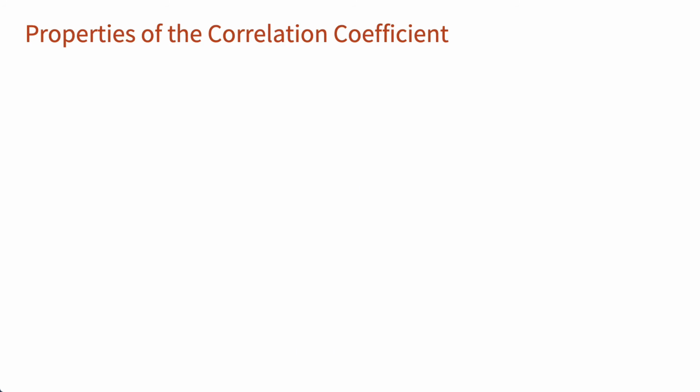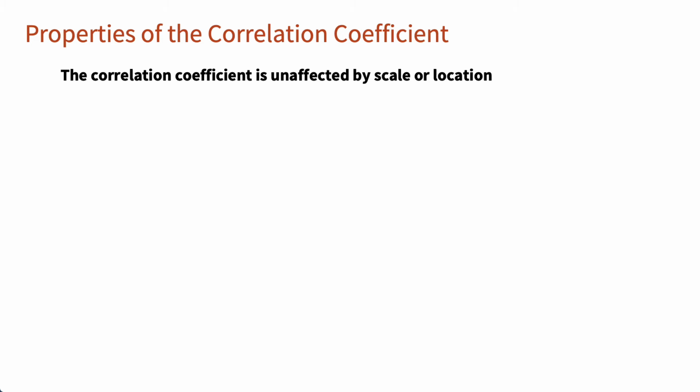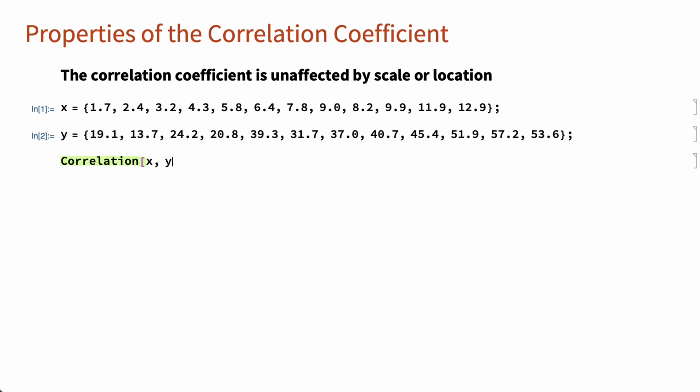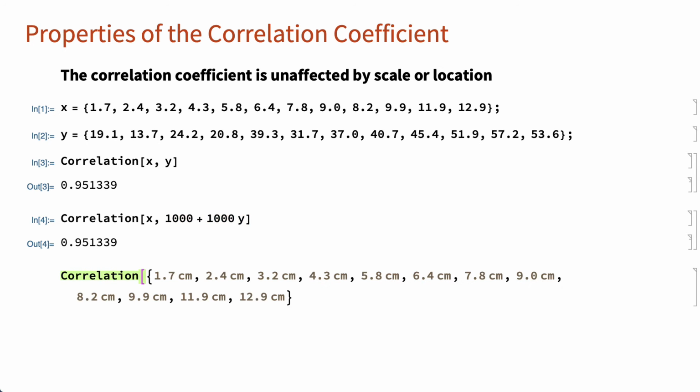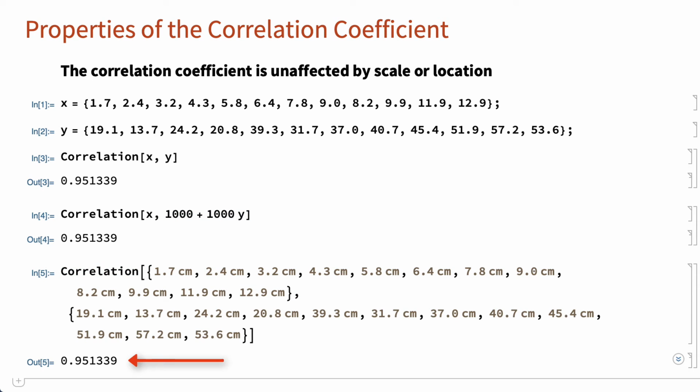The correlation coefficient is unaffected by the scale or location of the data. For example, using the lists x and y from the previous example, multiplying by a constant or adding a constant to x or y does not change the correlation coefficient, and the correlation coefficient does not have units and is unaffected by units in the data. This input, for example, which uses data with units of centimeters but with the same magnitudes as in the lists x and y, gives the same dimensionless result for the correlation coefficient.